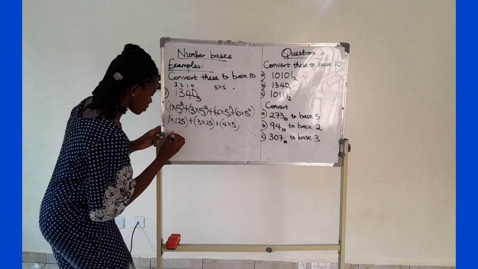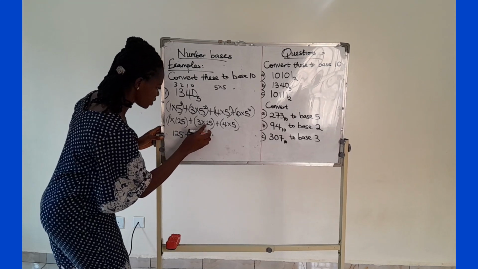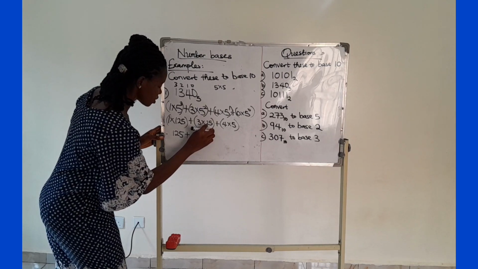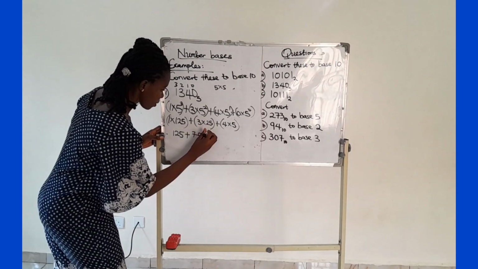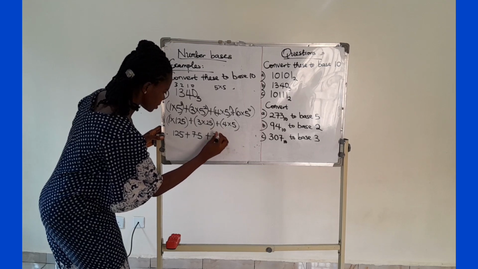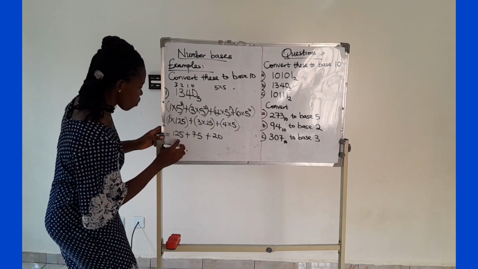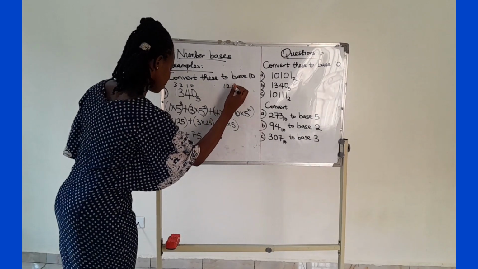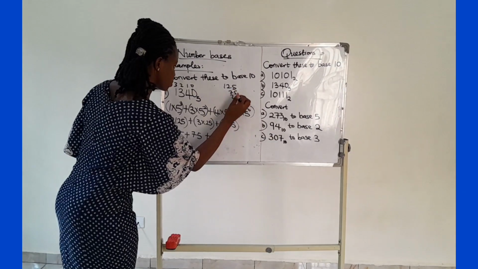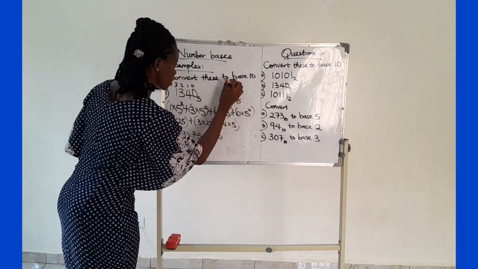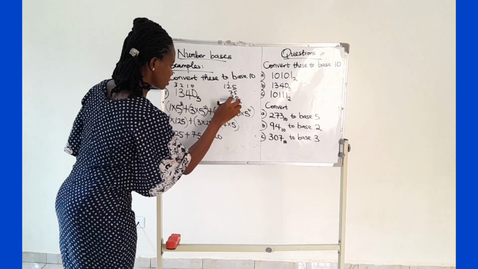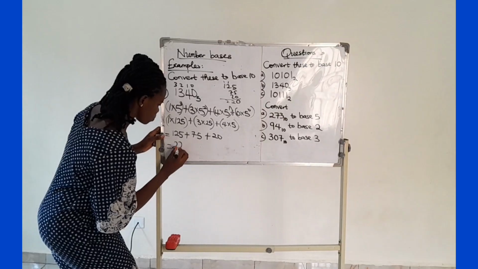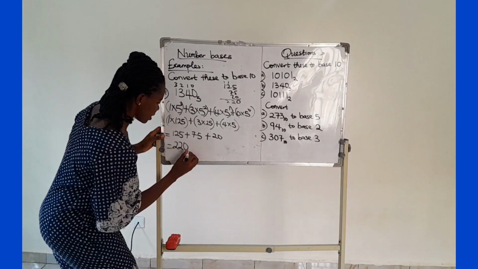1 times 125 is 125 plus 3 times 25, which is 75, plus 4 times 5, which is 20. Alright, so we add. 125 plus 75 plus 20: 5 plus 5 is 10, write 0, carry 1; then 3 plus 1 is 4... 10, 12, write 2, carry 1, put it here, 2. So I'm going to have 220 base 10.